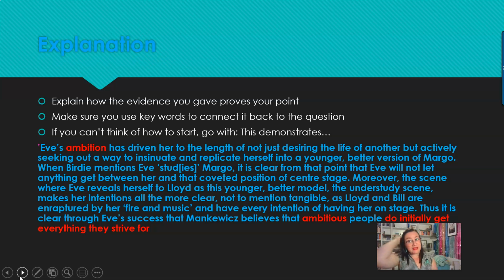So what I'm doing there is explaining how the stuff I gave earlier proves the point that Eve is ambitious and she gets what she wants. And I'm just talking it through. Now, notice that I also slip in a couple of little quotes in there. That's just me being fancy. You definitely can do it. If you know them and it fits nicely, do it. And you'll notice the amount I am harking back to those keywords, and harking back to the question that I'm answering.